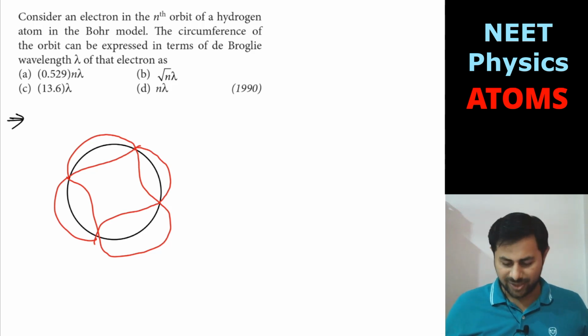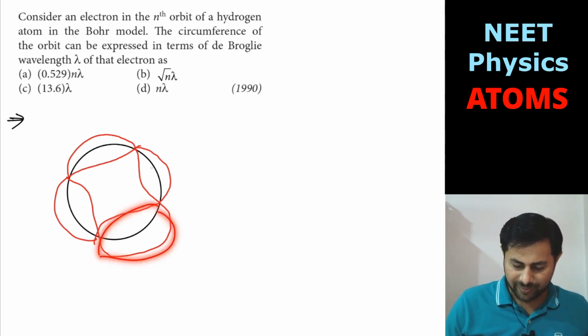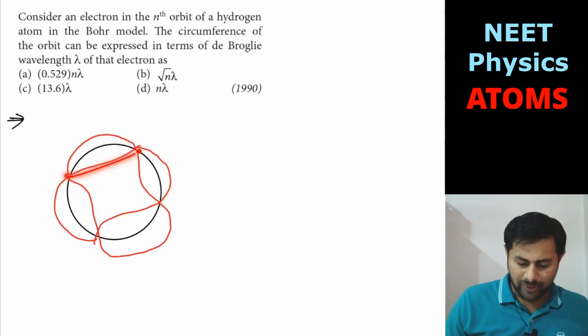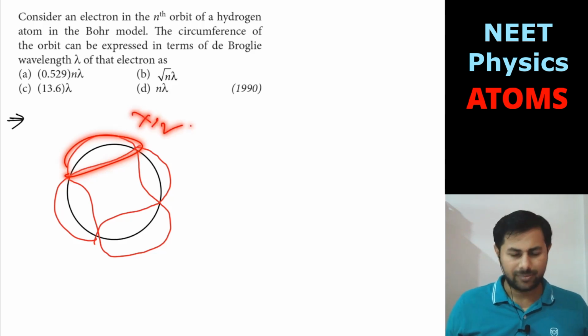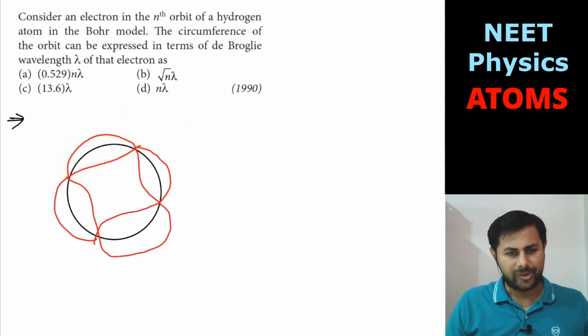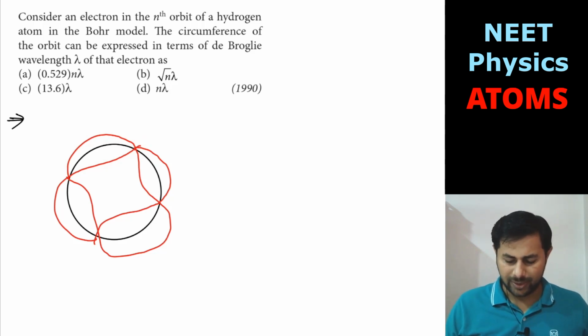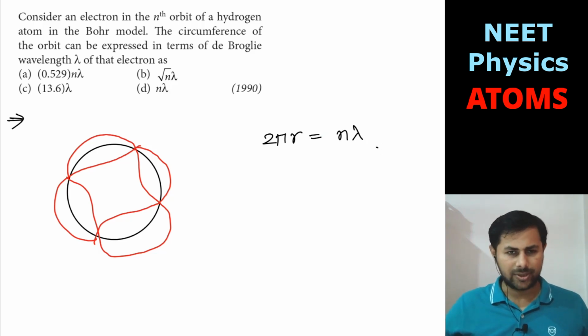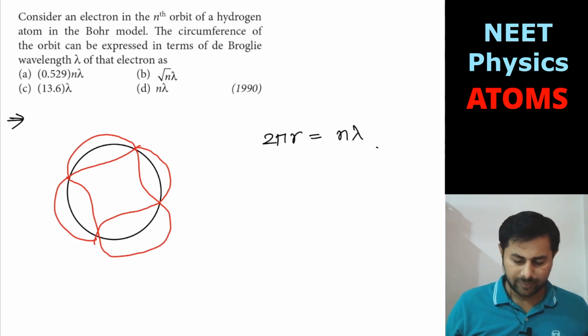Something like this. These are loops, right? One loop is equal to lambda by 2, and therefore there might be n loops. So 2 pi r must be equal to n times lambda, because it is the distance covered by the wave in a round trip. So that's the answer. It's option D.